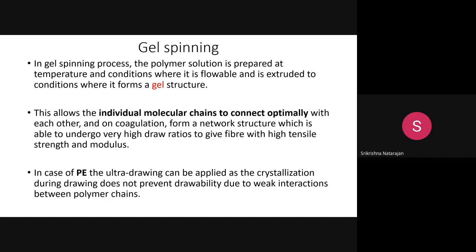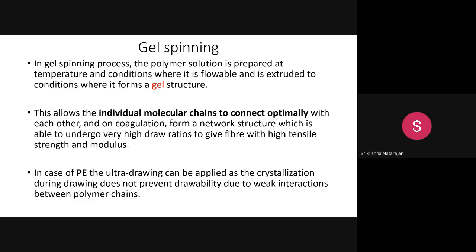Because of this gel structure, what will happen? Spinning stress can easily transfer from one polymer chain to another, so that individual polymer chains will connect to each other. After this process, you do the coagulation, so you will get a good network structure. In that network structure, if you do the drawing, you are going to get a high tensile strength and modulus. Okay. So this is the thing you need to understand from the gel spinning.